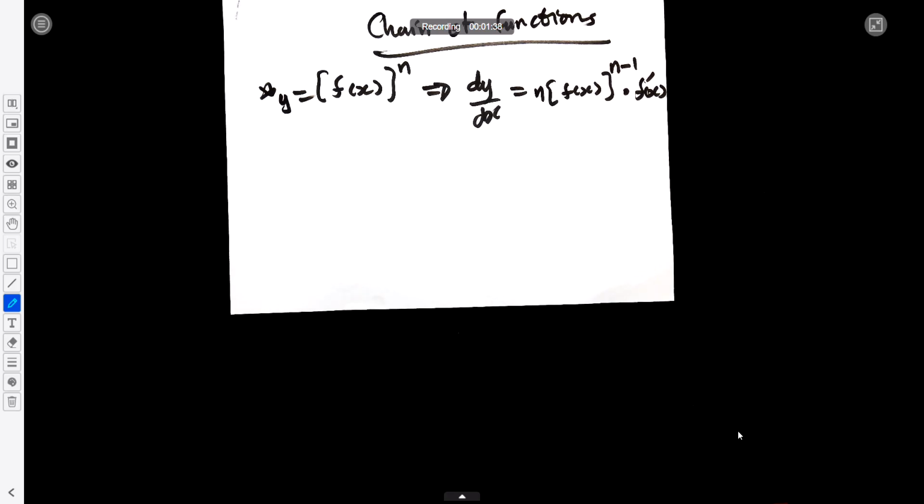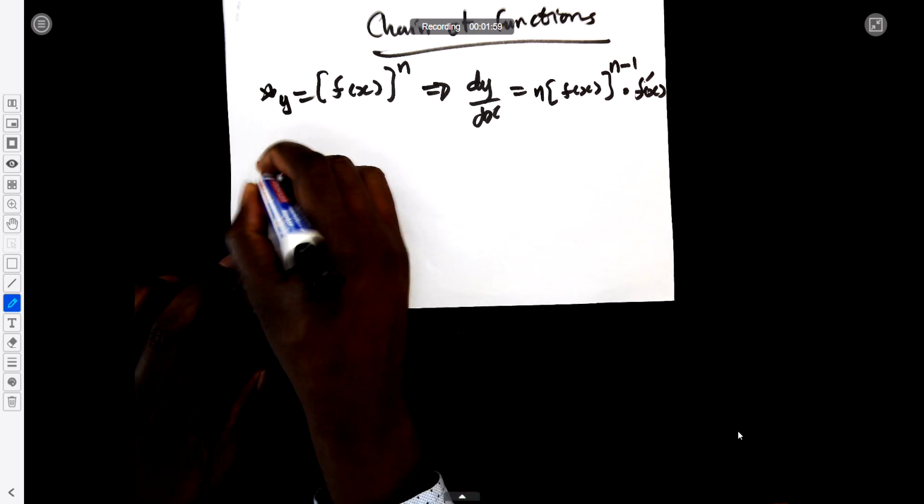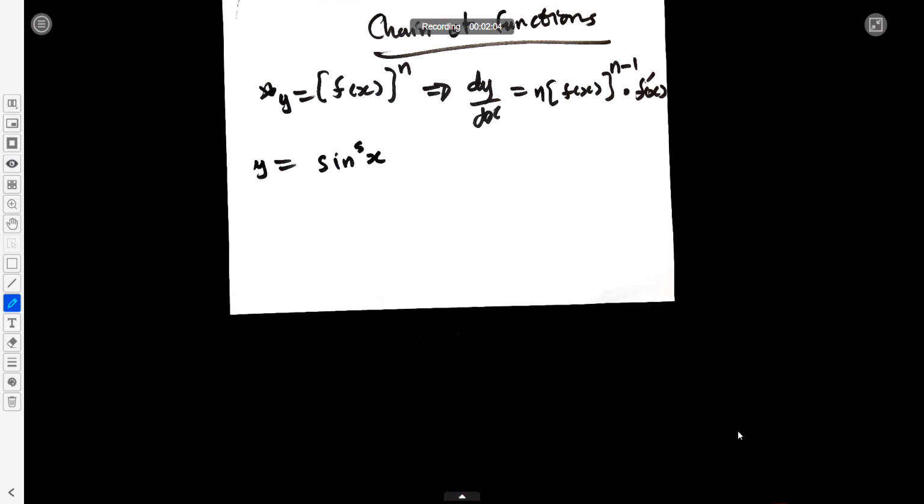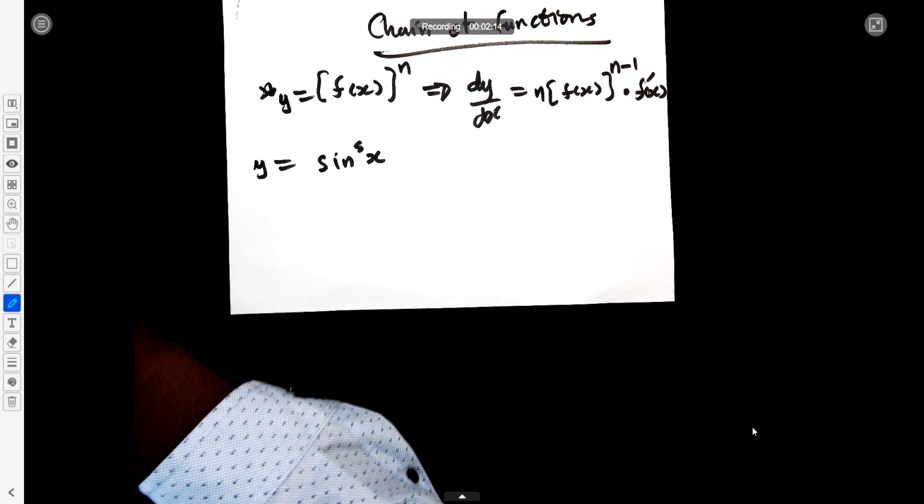I want to take a quick example. Let's say we have sine to the power of 5, sine to the power of 5x. Right? So we need to change the function in terms of x.